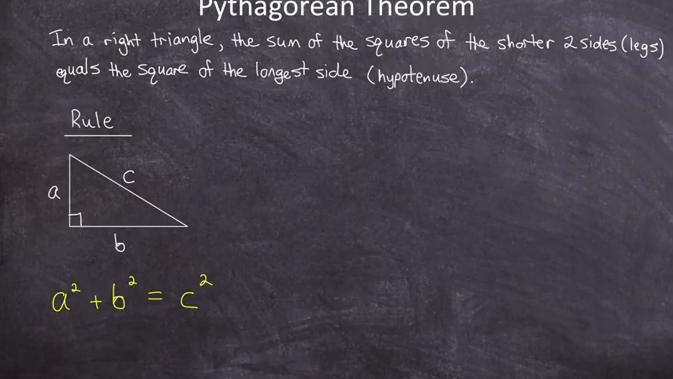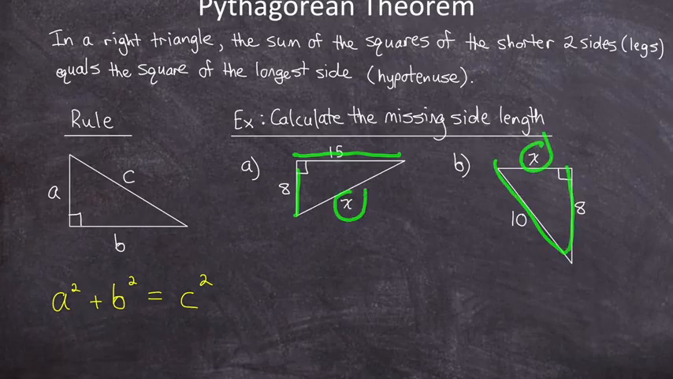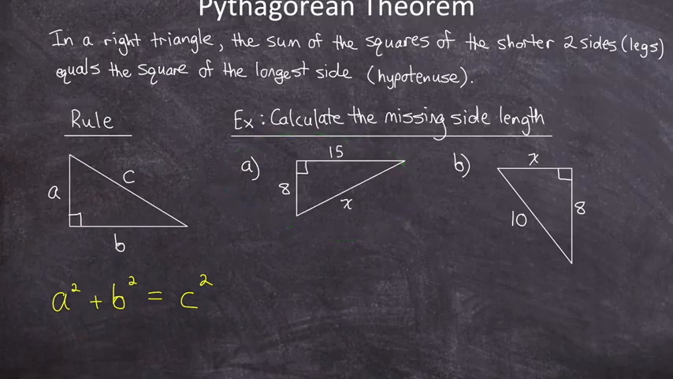And now let's do a couple examples where we use that to solve for a missing side length in a right triangle. So we have 2 examples here. Notice in both of them, I know 2 of the sides of the triangle, and I'm missing the 3rd side. Anytime you have a right angle triangle where you know 2 sides, you can use this Pythagorean theorem to solve for the 3rd side.